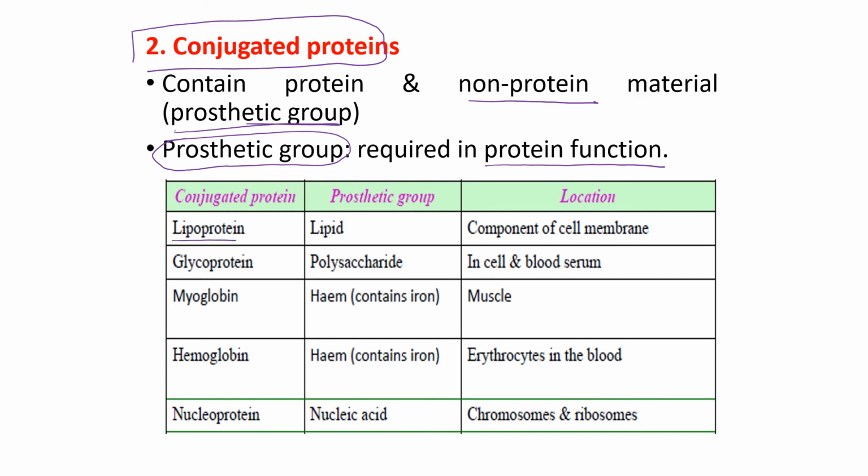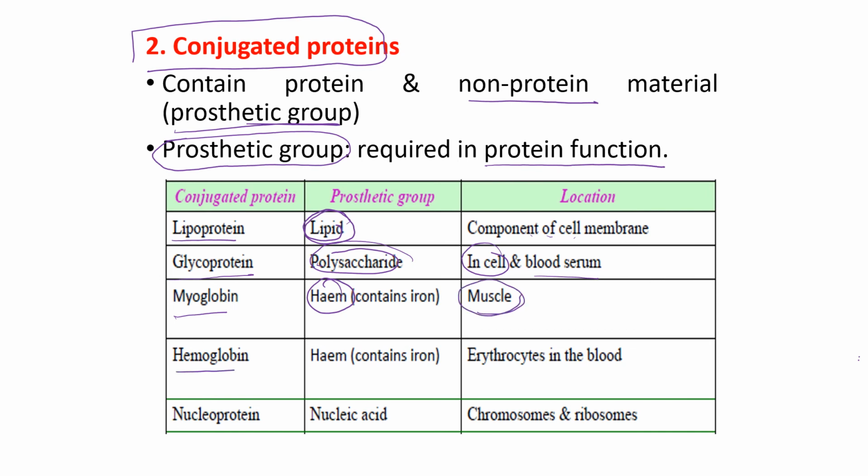For lipoprotein, the prosthetic group is lipid. Lipoprotein is one of the components of cell membrane. And then we have glycoprotein, which is the combination between protein and polysaccharides, which is also found embedded in the plasma membrane and blood serum. And then myoglobin, the prosthetic group is heme group, which is found in muscle cell.